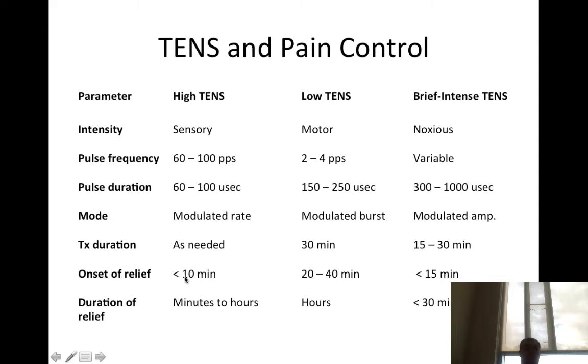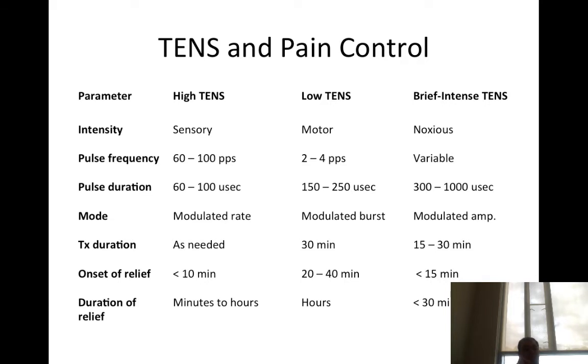You notice with high TENS, it takes less than 10 minutes for pain relief to occur, low TENS 20 to 40 minutes, and then brief intense TENS about 15 minutes. So high TENS is essentially sensory level TENS, low TENS is motor level, and brief intense is the noxious level TENS. Durations of relief, though, is interesting.